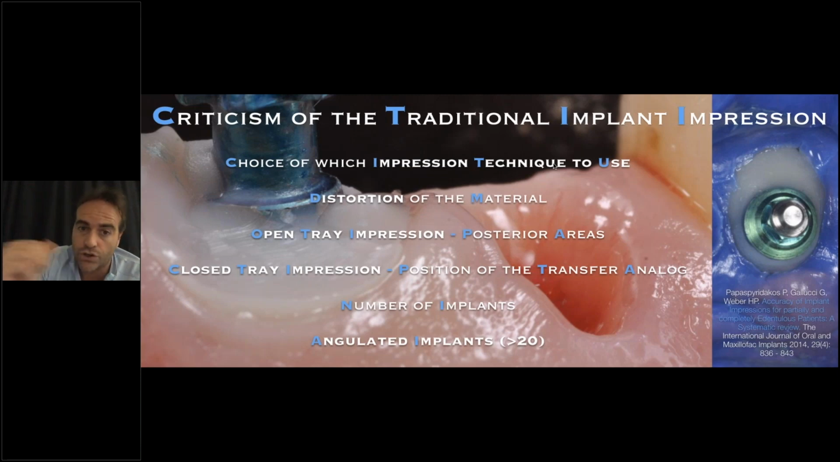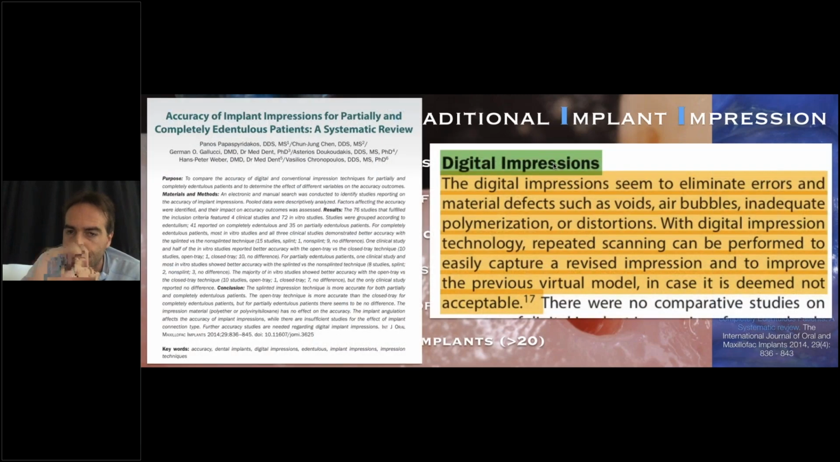For example, the choice of which impression technique to utilize, which material, and of course, by utilizing the material, which distortions we have. Should we utilize an open tray or a closed tray impression? How many implants should we have? Are they angulated in relation to each other? And so think about that digital impressions seem to improve and to eliminate errors and material defects such as voids, bubbles, inadequate polymerization, distortions. We can do repeated scanning if we are not happy with the first one.